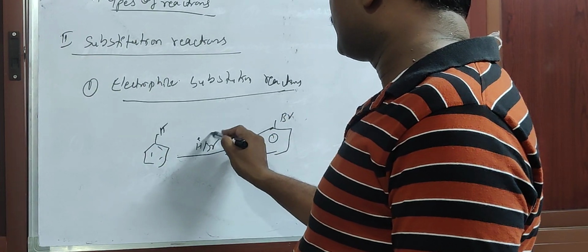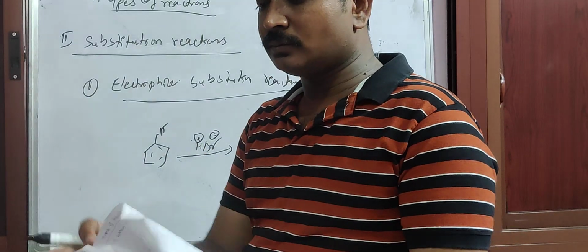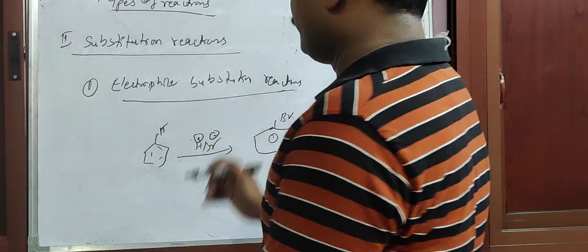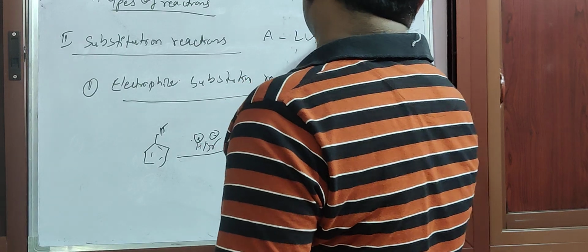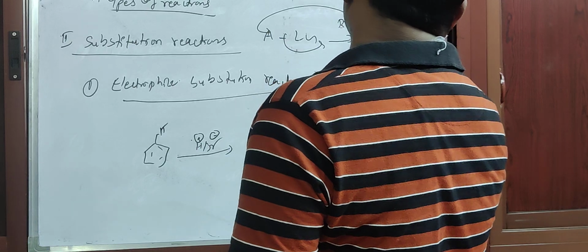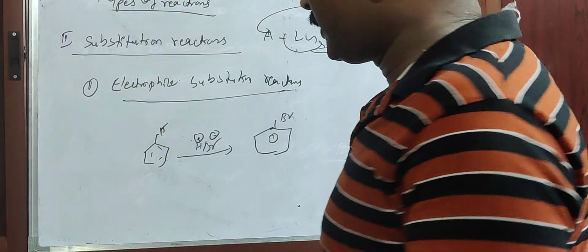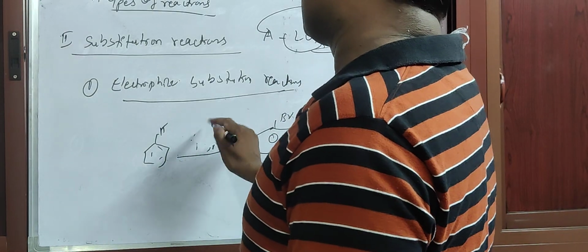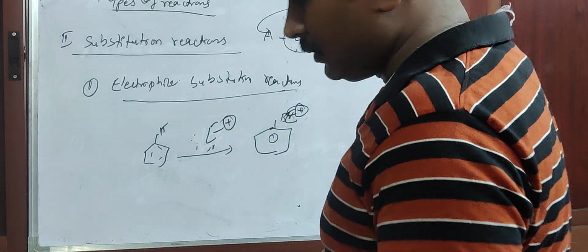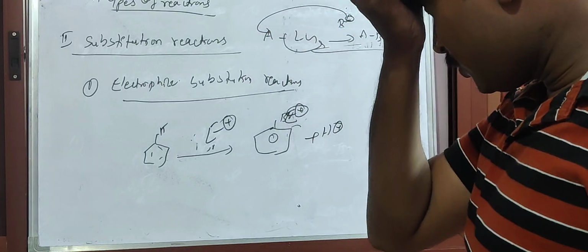H plus, Br minus. In a substitution reaction, for example, A is the leaving group and B approaches, then AB will form and the leaving group departs. This is called a substitution reaction. If the attacking species is an electrophile, it is called an electrophilic substitution reaction. Here the hydrogen leaves as H plus, the electrophile approaches and replaces it. That is called electrophilic substitution reaction.